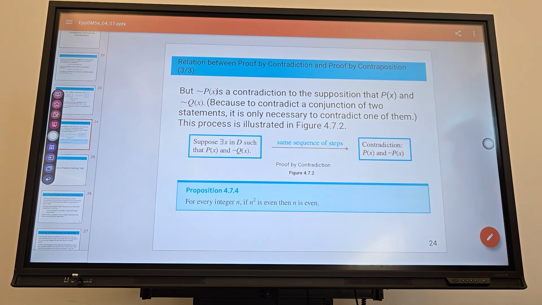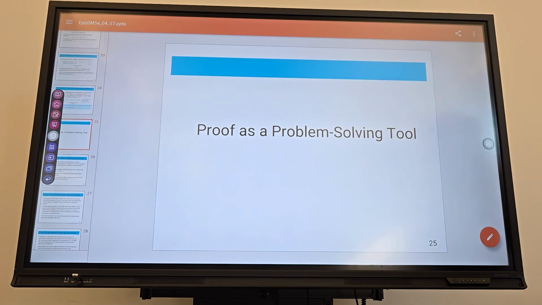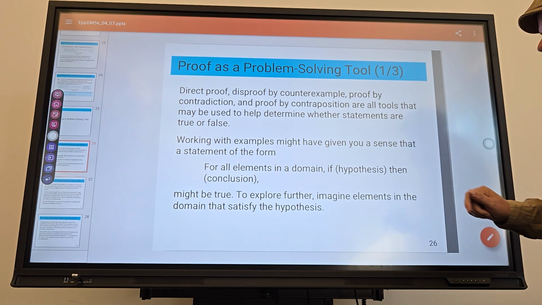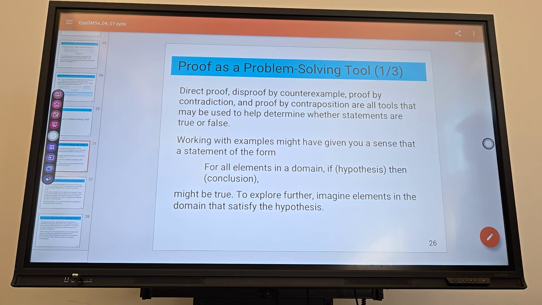For every integer, so continue with the proposition there. Proof as a problem-solving tool. Direct proof, disproof by counterexample, proof by contradiction, and proof by contraposition are all tools that may be used to help determine whether statements are true or false.